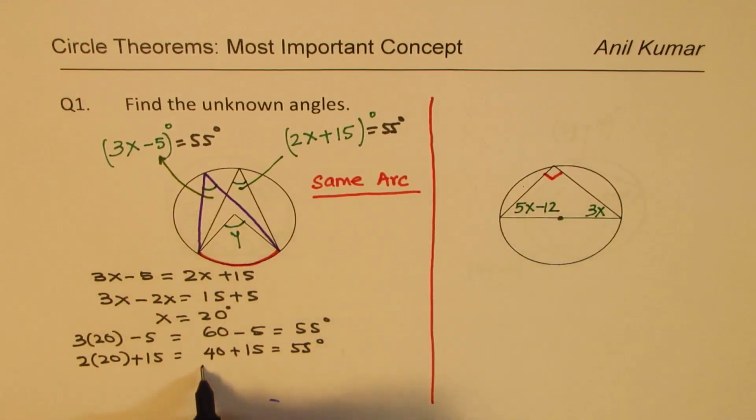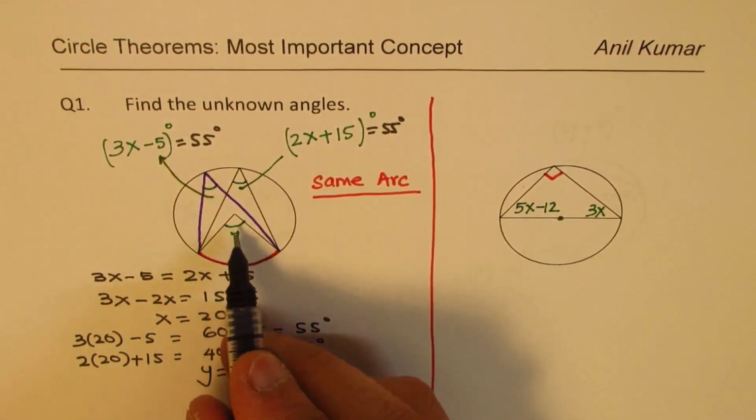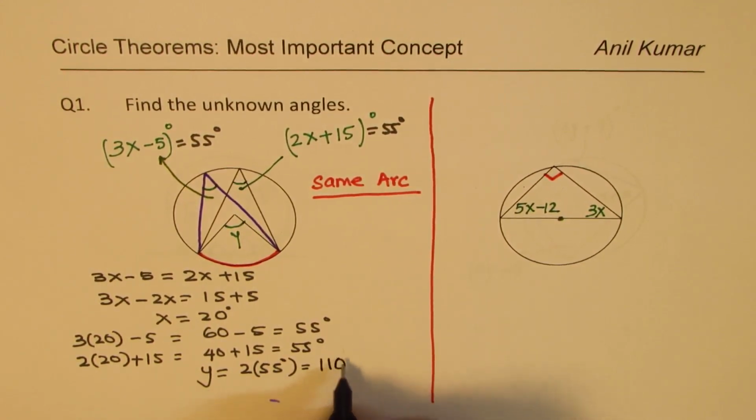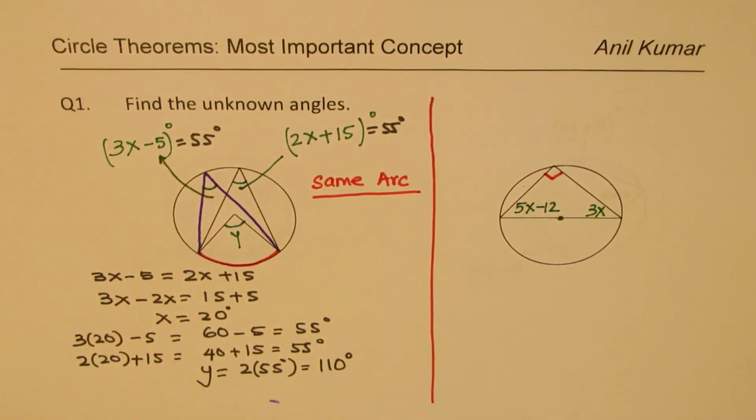Now from here, what should be the y value? This angle at the center is 2 times 55 degrees, and so it should be 110 degrees. Is that clear to you, right? So that is how you're going to solve this particular question. Now calculator is allowed, but in this particular question, the values were such that you could actually solve it without calculator much faster. I hope you must have realized it, right?